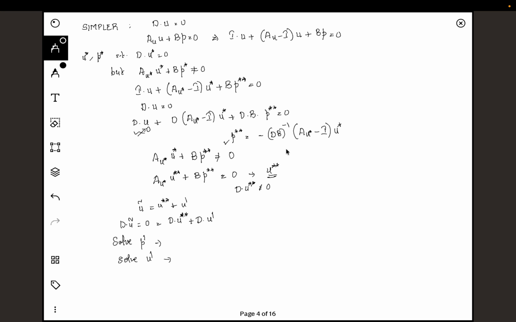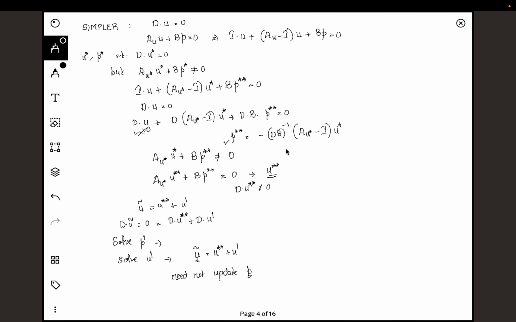Once you have P prime and U prime, you update your velocity U tilde, which is U double star plus U prime, but you do not update P, or maybe I should say need not. Even if you do, it would not be any problem. But why do we not need to? Why don't we need to update P again?